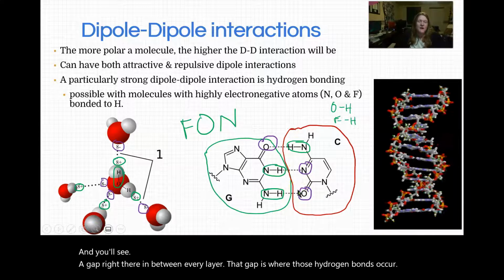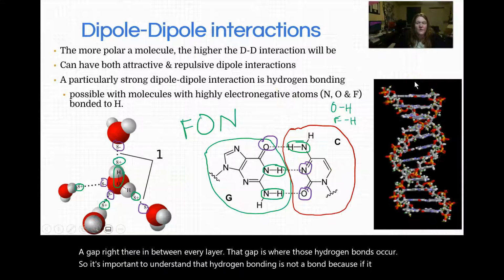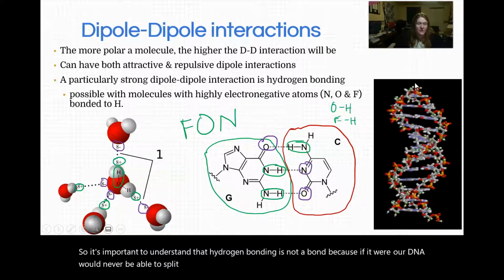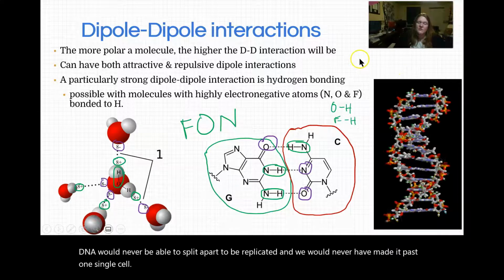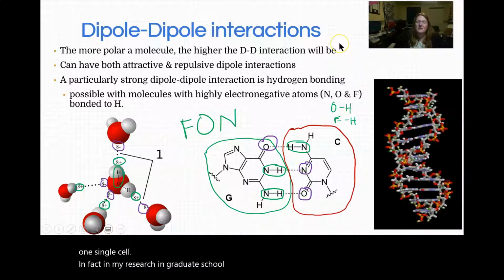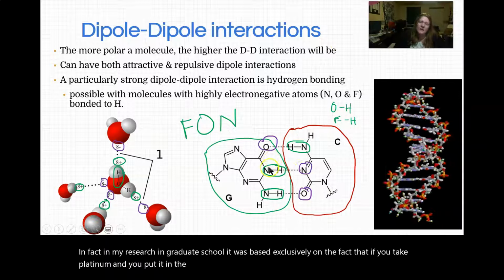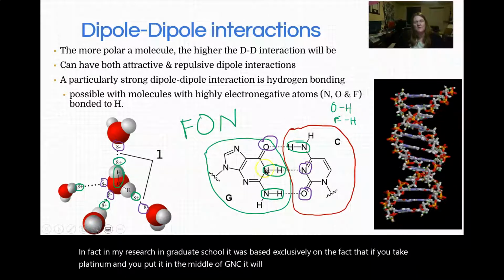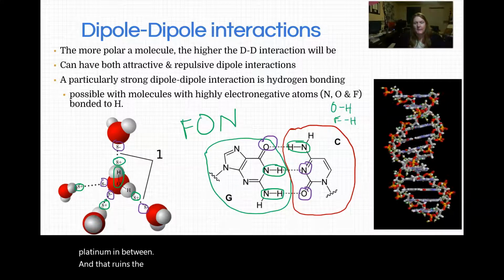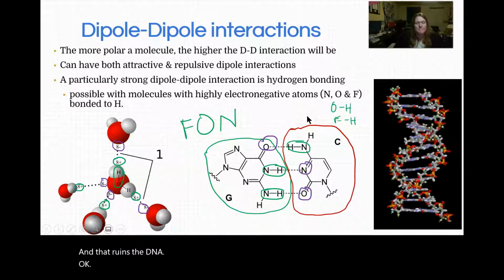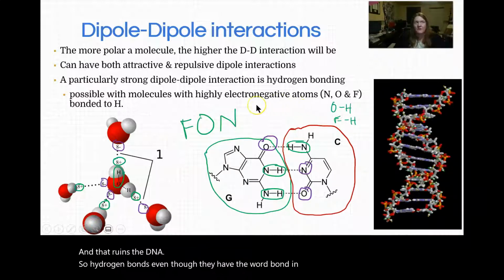So it's important to understand that hydrogen bonding is not a bond, because if it were, our DNA would never be able to split apart to be replicated, and we would never have made it past one single cell. In fact, my research in graduate school was based exclusively on the fact that if you take platinum and put it in the middle of G and C, it will covalently bond them together with the platinum in between, and that ruins the DNA. Okay? So hydrogen bonds, even though they have the word bond in it, are not bonds. Don't tell me they are. I might cry.